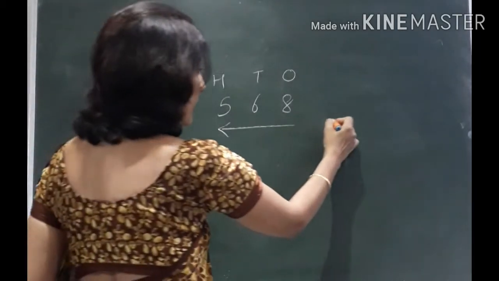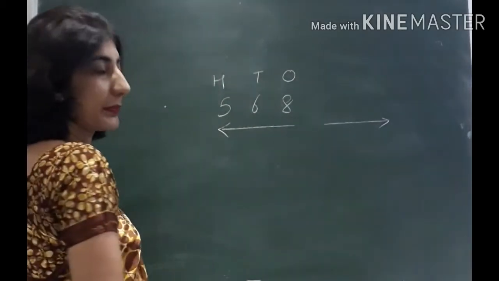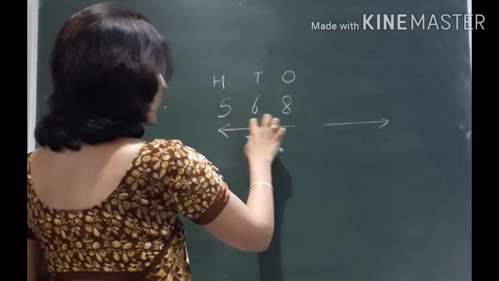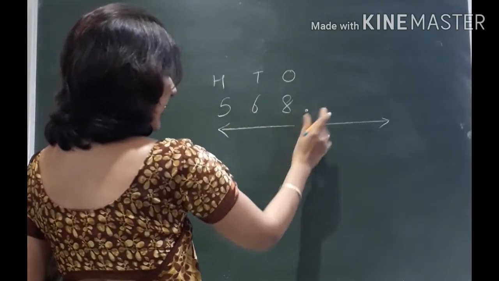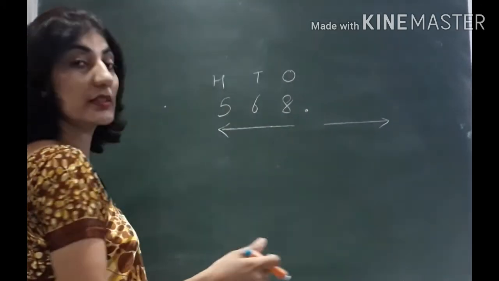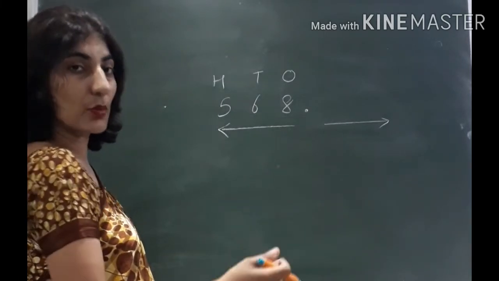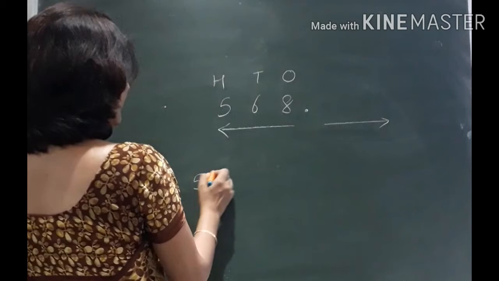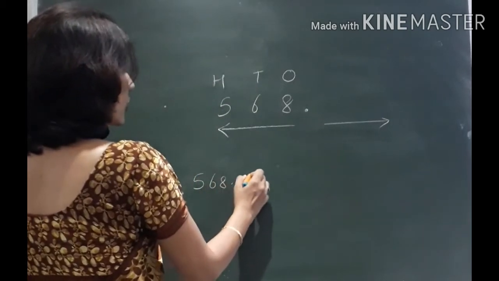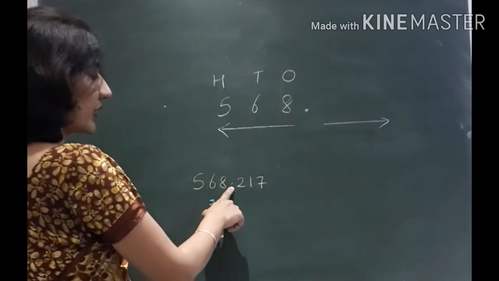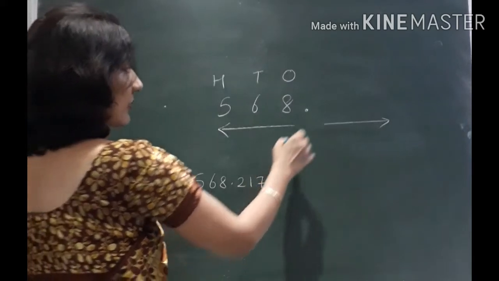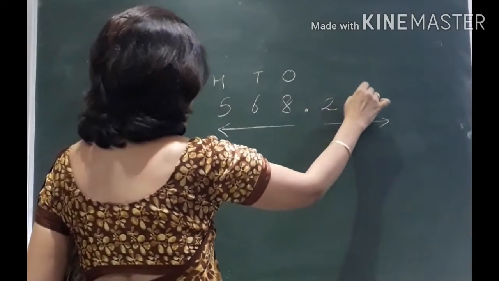Now what if I move to the right? What will happen when I move to the right? In the whole number, here there is a decimal point, and when I move to the right, the number becomes 1/10, it becomes smaller. Suppose a number is given 568.217. Point means decimal, then 217. So this number I am writing.